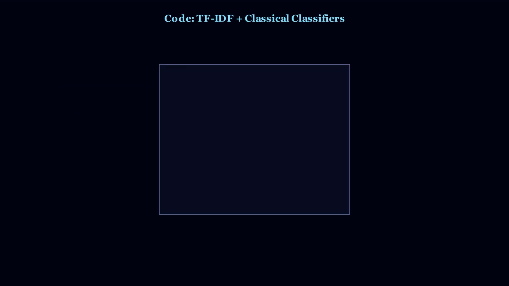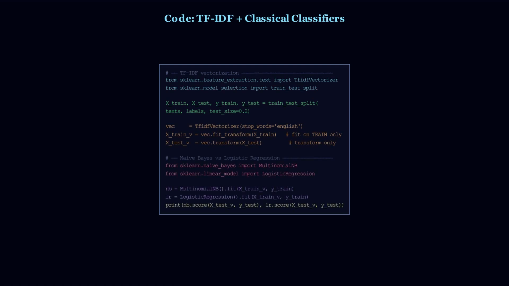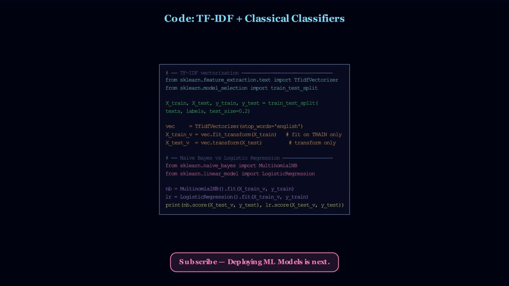In code, this is barely 15 lines. TfidfVectorizer converts raw text straight into numeric features. Fit it only on training data. Fitting on test data leaks information and inflates your score. Then it's the same 3 steps as every model. Fit, predict, evaluate. Swap MultinomialNB for logistic regression in one line to compare both instantly. Wrap it all in a scikit-learn pipeline, and the vectorizer and classifier travel together as one object.